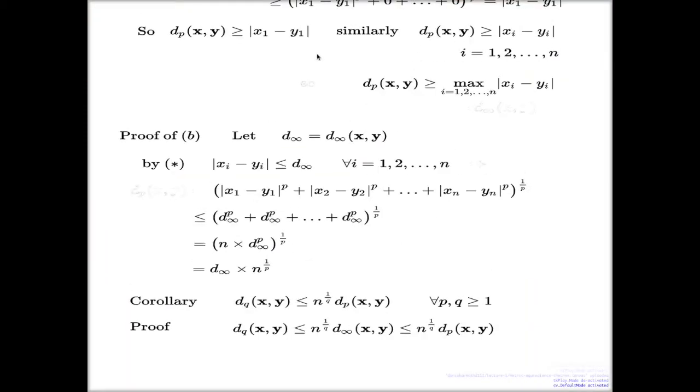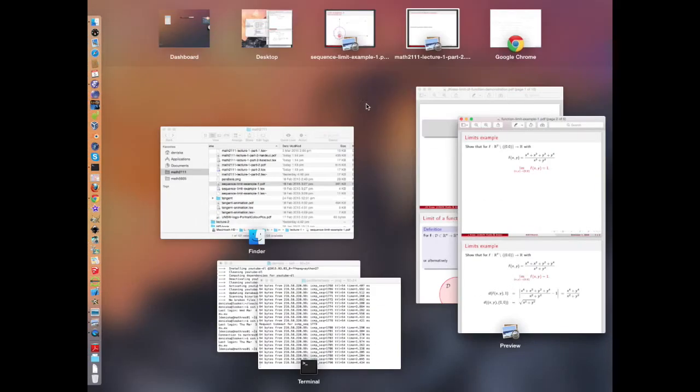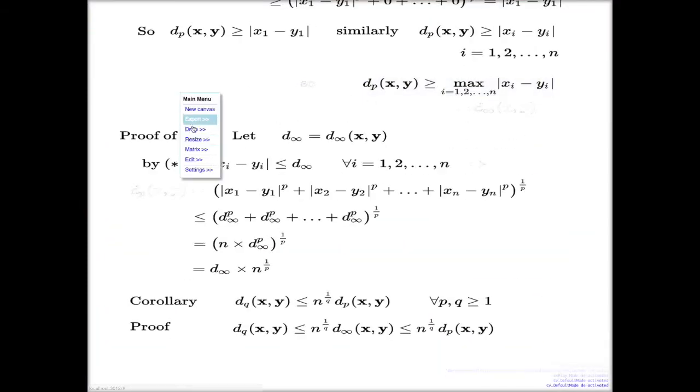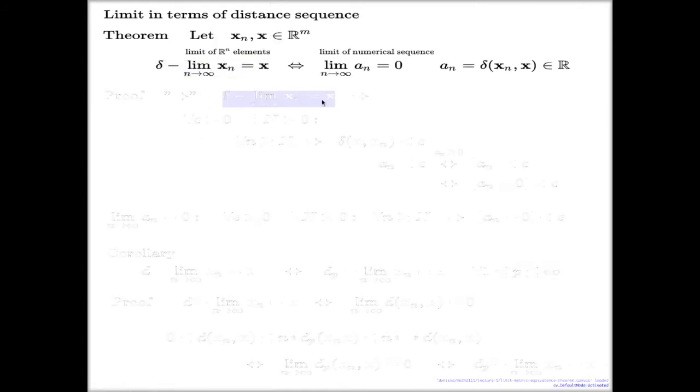And on the dynamic slides, what was the name of the file there? Limit metric equivalence theorem. Yeah, so that's the first part of the same theorem. I just altered the statement a little bit by introducing this new notation, A sub n, just to make it even clearer for you that on the right-hand side, you're looking at the numerical limit. You see, a_n is a number here. It's from the set of real numbers.